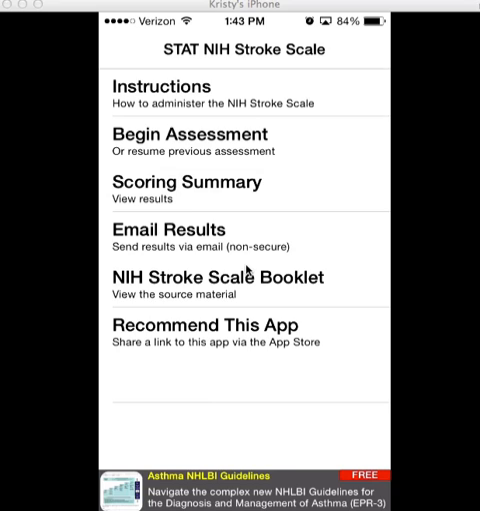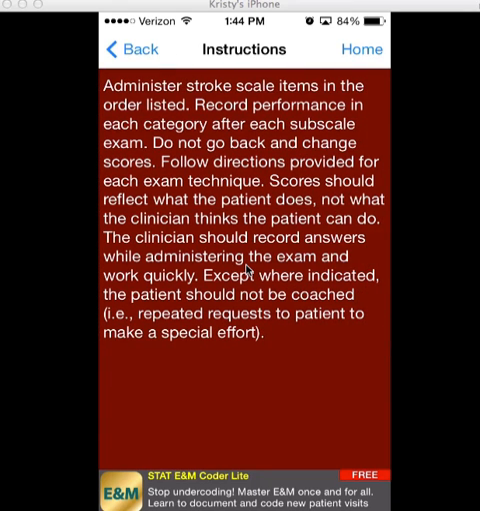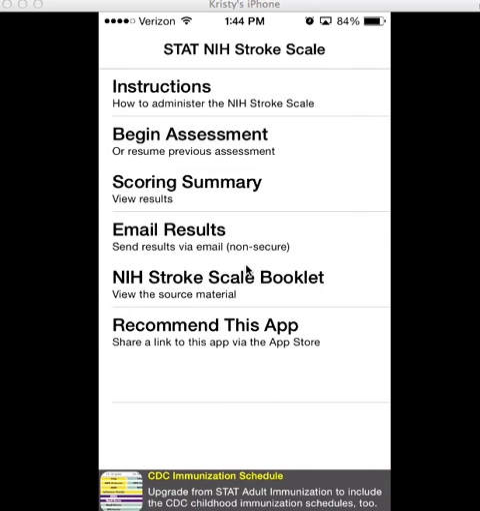The first thing a person new to performing an NIH Stroke Scale should do is open the instructions portion of this app. It reminds the examiner that the assessment should be done and scored in the order listed. The examiner should not go back and change any scores, and scores should only reflect what the patient actually does, not what you think the patient can do. Coaching should be limited to only what the exam encourages. Next, the person performing the exam will select to begin assessment.